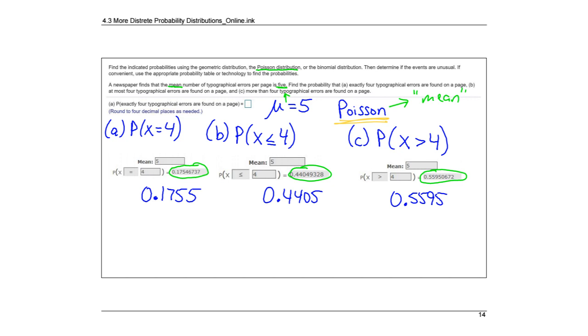So that means I'm going to go to StatCrunch, stat calculators, Poisson. I'm going to put in that we want to know the probability of X equal to 4 because it says exactly 4. I'm going to put in our mean of 5 that they gave us, and that gives us 0.1755.